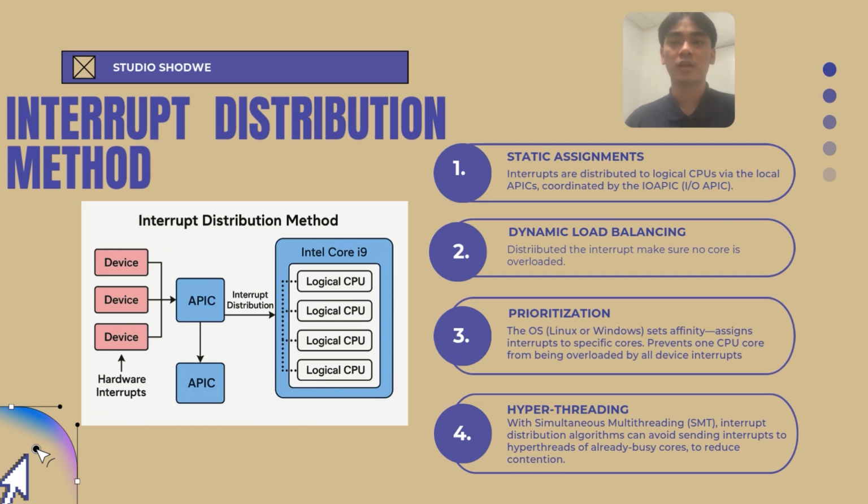And then the third one is prioritization. DOS or Linux or Windows sets affinity, assigns interrupts to specific cores, and prevents one CPU core from being overloaded by all device interrupts. So the third method, prioritization, makes the second method, which is dynamic load balancing, work. And the last one is hyperthreading. With simultaneous multi-threading, SMT, interrupt distribution algorithms can avoid sending interrupts to hyperthreads of already busy cores to reduce contention.